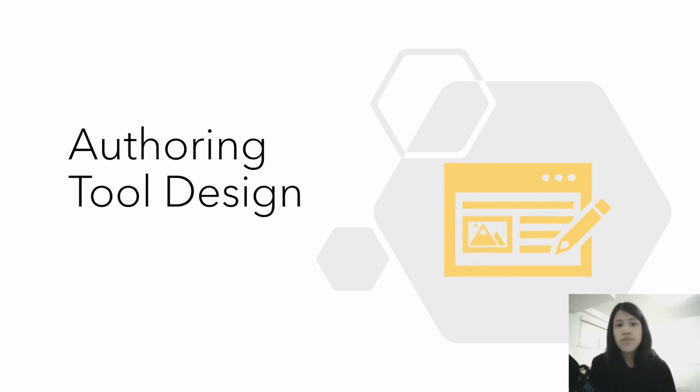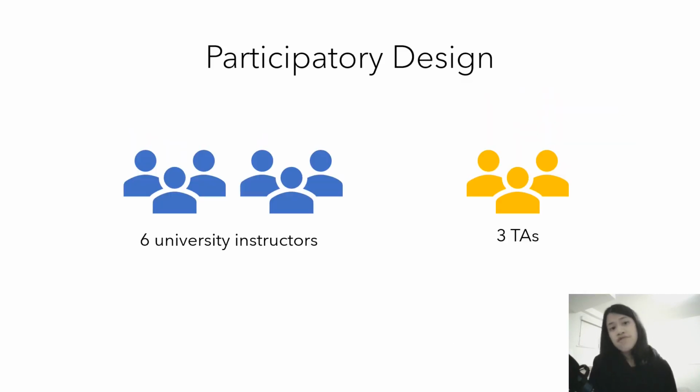One problem we found with the virtual peer is that creating these interactions takes a lot of effort and time, so we would like to design a tool to make the authoring process more efficient for instructors. To figure out what kind of tool the instructors need, we ran a participatory design study with 9 instructors and TAs across 7 different disciplines.